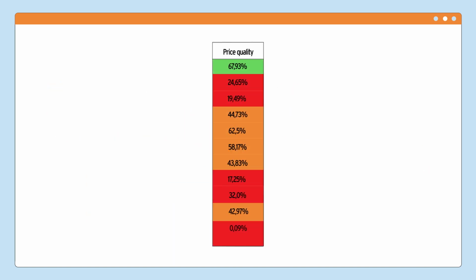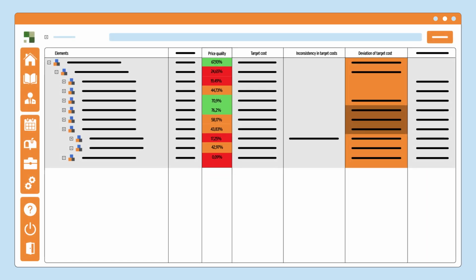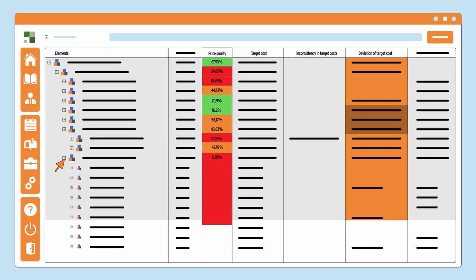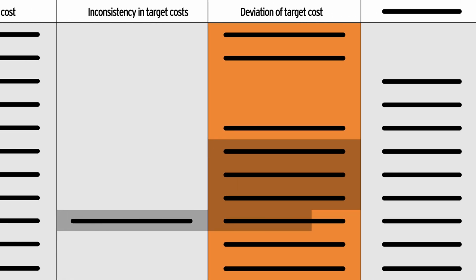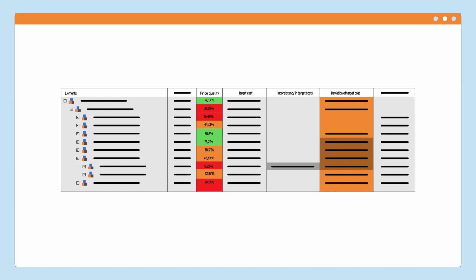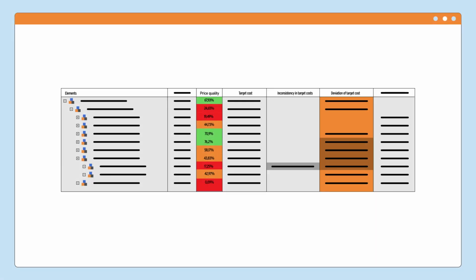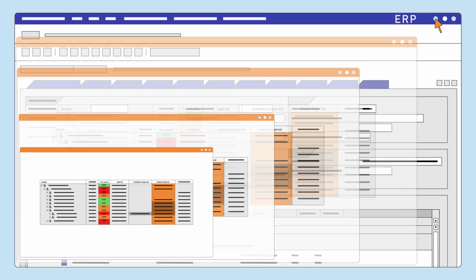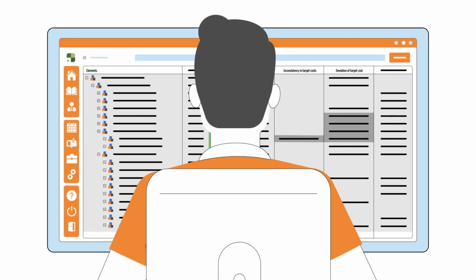It uses a tree structure to indicate what the quality of the information is, for which components the actual costs diverge from the target costs and whether there are inconsistencies. Project states can be frozen and documented. I can also move from here directly to the connected sources. With Classmate COSTPILOT, I can get a handle on project cost controlling, even for complex projects.